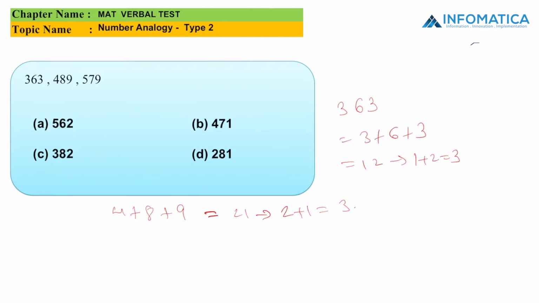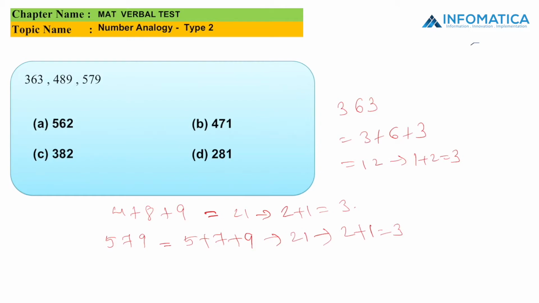The next one says 579. So again, if I split this number as 5 plus 7 plus 9, I get the answer to be as 21. So I know that the options have to add to be 21, that is 2 plus 1, which is equal to 3. So let us check out the options.